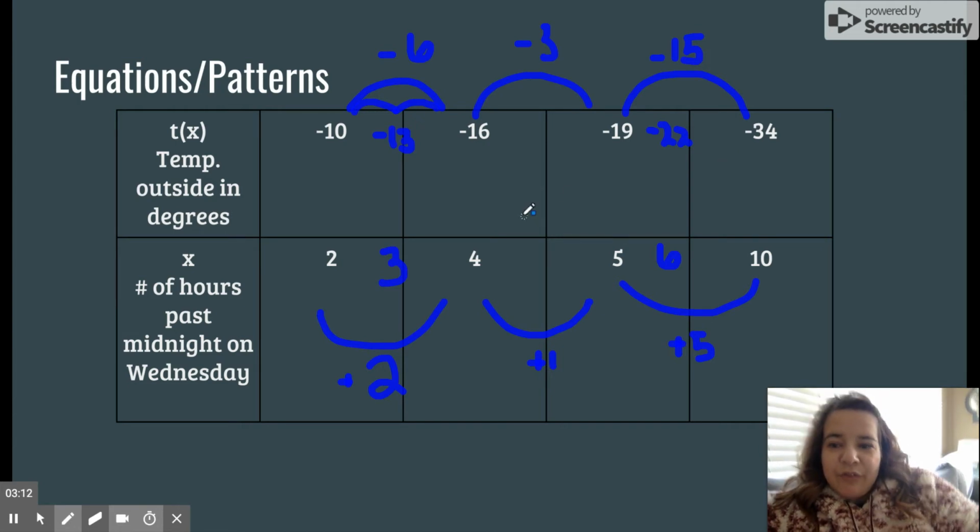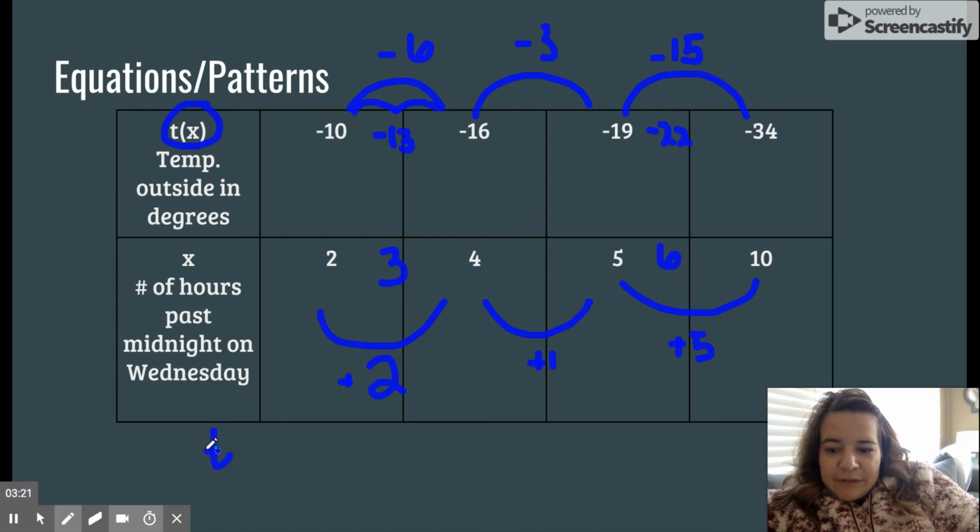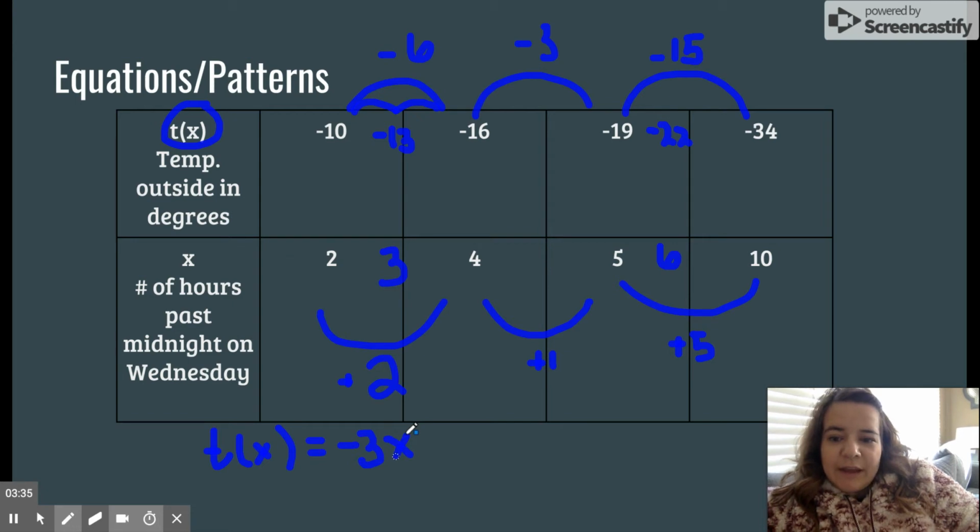Okay. If we think about writing an equation for that, I'm going to use T of X because that's what my table uses. The temperature outside based on hours is what T of X says. Well, we said it's going down 3 degrees every hour. So that's the negative 3x.